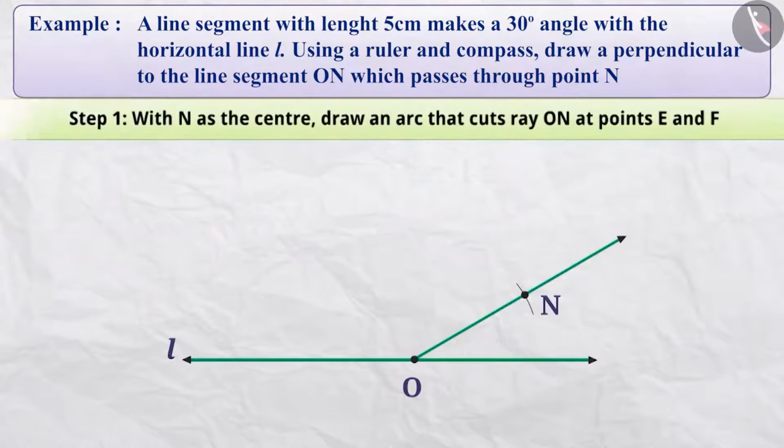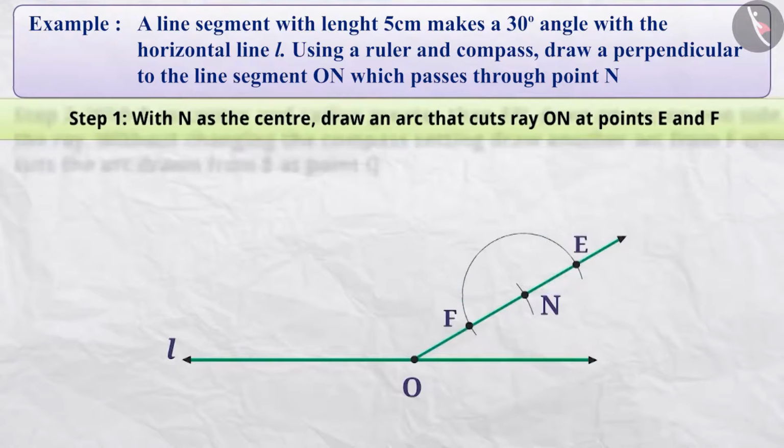Let me explain. Step 1. Open the compass to a convenient radius. Place the pointed end of the compass on N. With N as a center, draw an arc that cuts ray ON at points E and F.